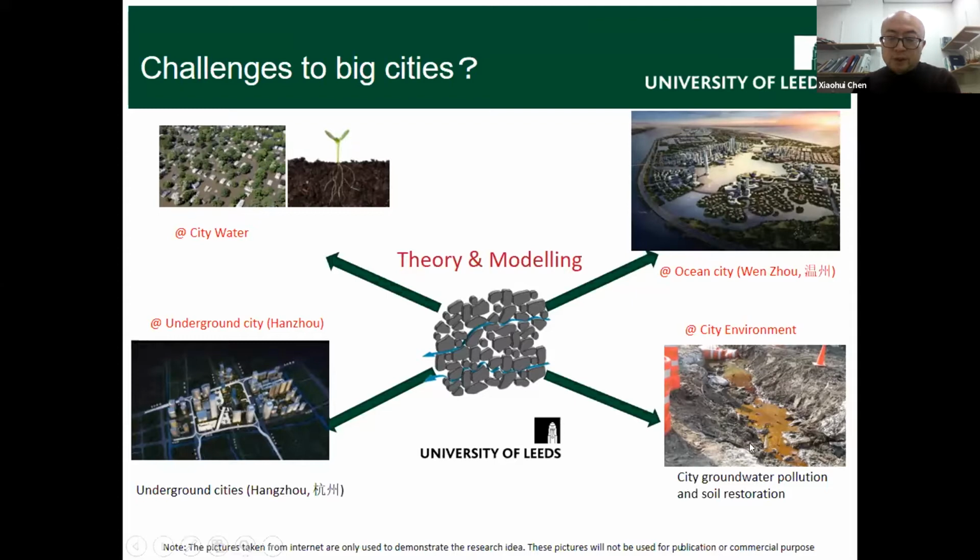If we think about the city environment, we may have groundwater pollution and soil restoration we need to care about. And in terms of the underground city, for example, Hangzhou has a plan to develop an underground city. So for such an underground city under the global climate change crisis, there's quite a lot of uncertainties we have to deal with. All these are challenges from water, from chemicals, from the infrastructure. If we can link these challenges, maybe we can confine them in the multiphysics model and in porous media or in fracture media.